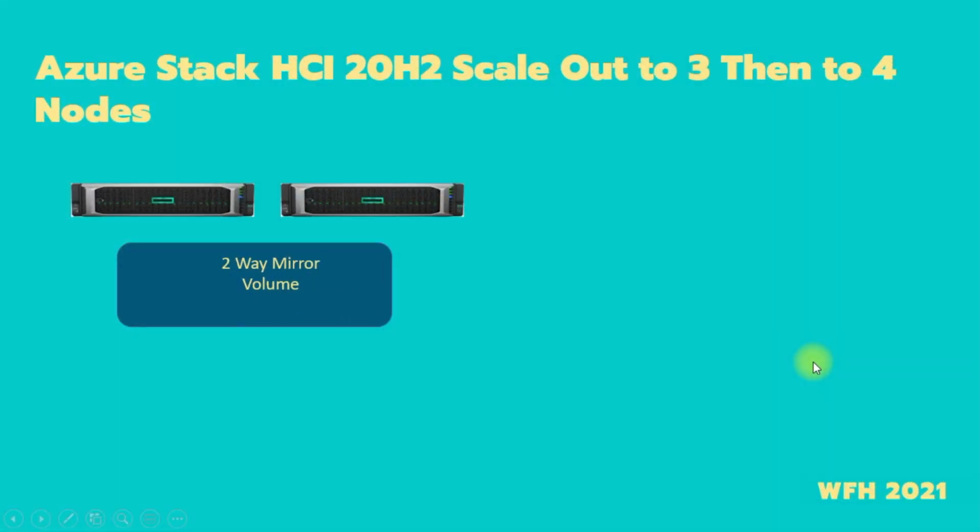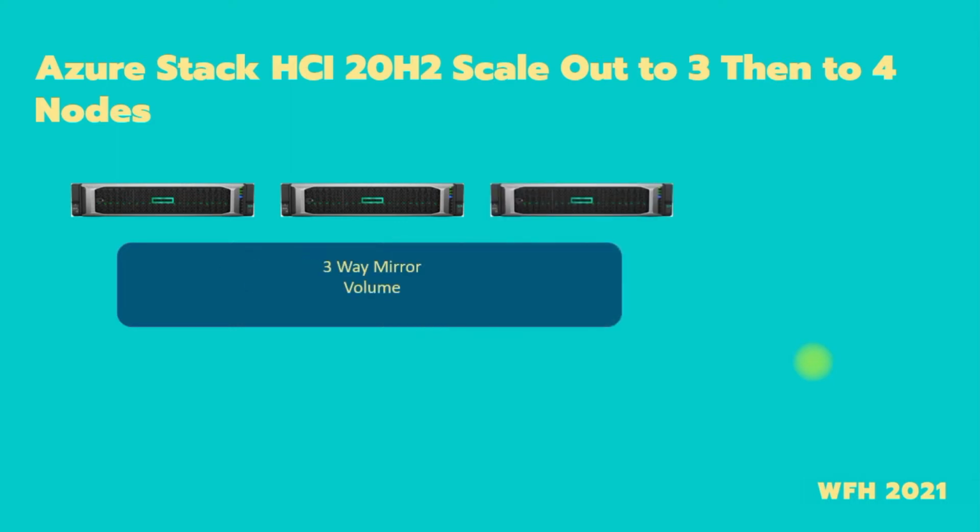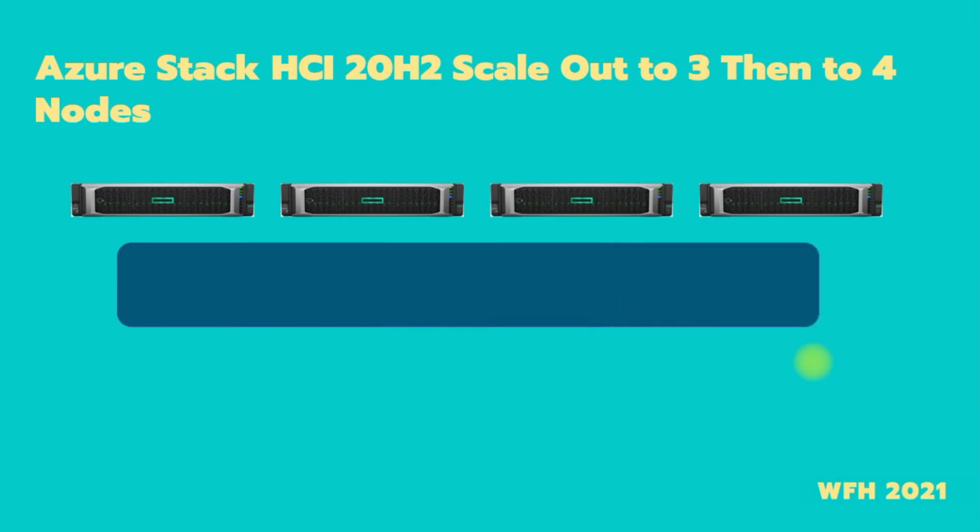Hi, in this demo, I will show you how we can scale out with the Azure Stack HCI 20H2 from the 2 nodes to the 3 nodes, and then change the volume from the two-way mirror to the three-way mirror volume. After that, from the 3 nodes, we scale out to the 4 nodes. Then change the volume from the three-way mirror to the mirror accelerated parity volume.